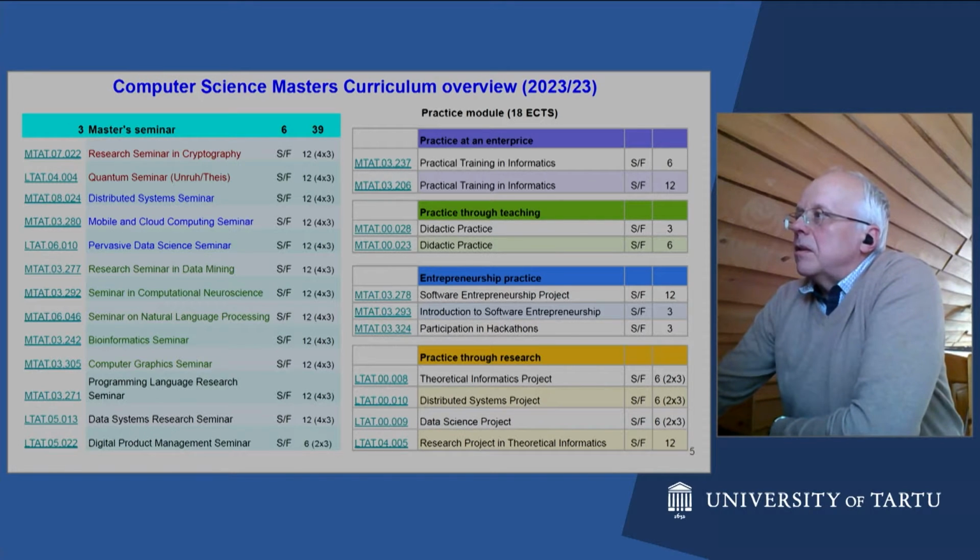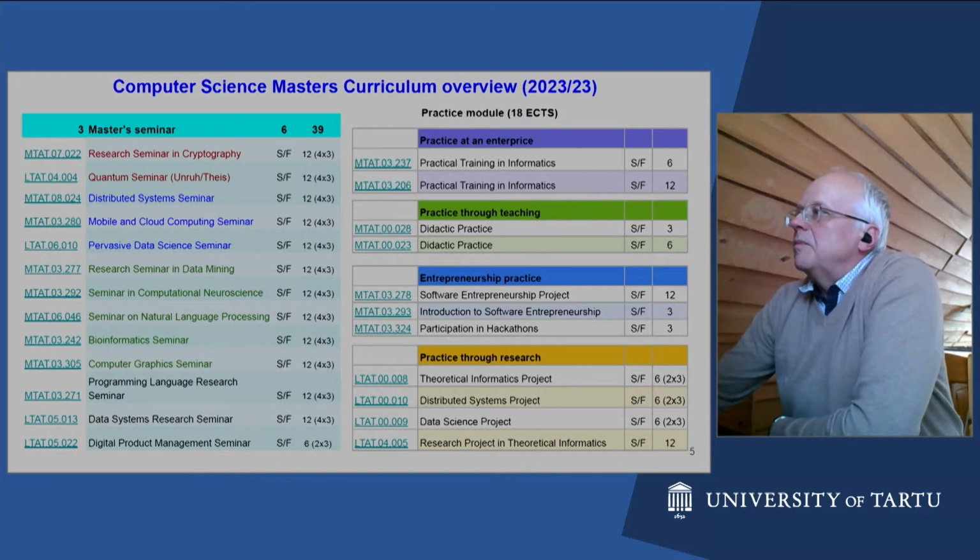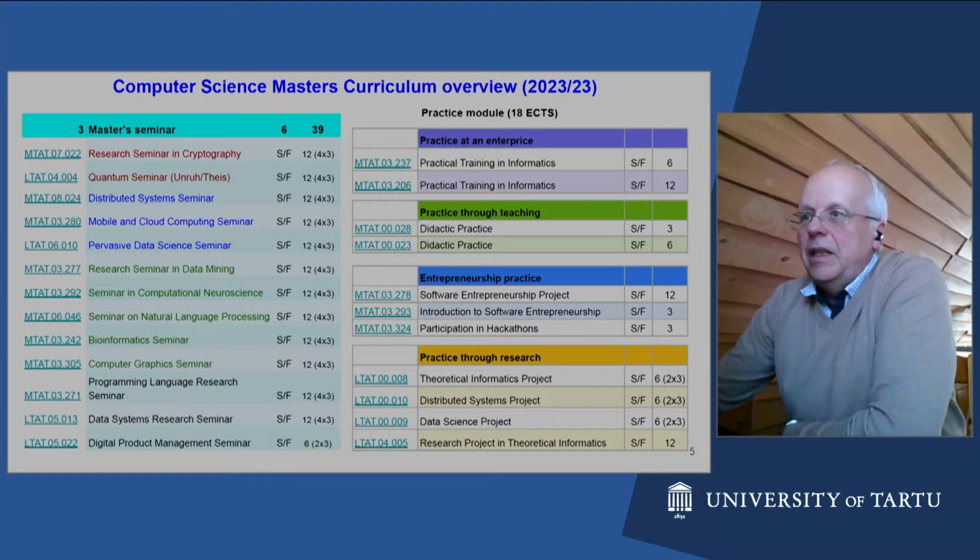So as the Bachelor of Computer Science here is in Estonian, you might need to know Estonian, at least for part of the courses. Then there is the possibility to do entrepreneurship practice with some courses here, like software entrepreneurship project or introduction to software entrepreneurship. Or you can also get credits for participation in hackathons. There are different choices that you can do.